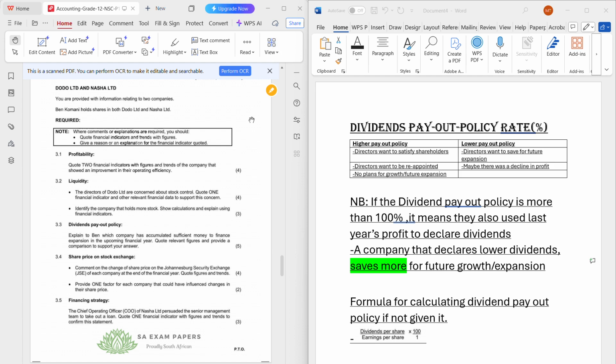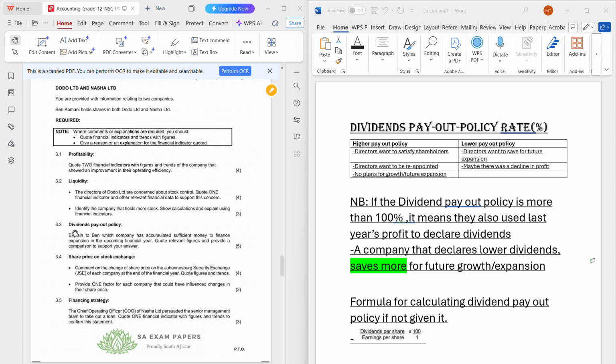So let's look at our question that we have got today. We have two companies, Dodo Ltd and Nasha Ltd. We are going to focus on the dividend payout policy indicator only. The question says, explain to Ben which company has accumulated sufficient money. It means which company has raised sufficient money to finance expansion in the upcoming financial year. Quote relevant figures and provide a comparison to support your answer.